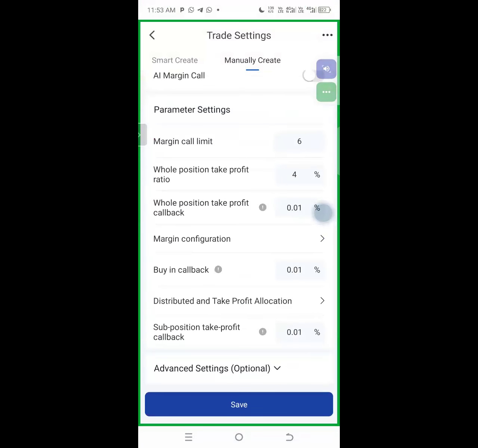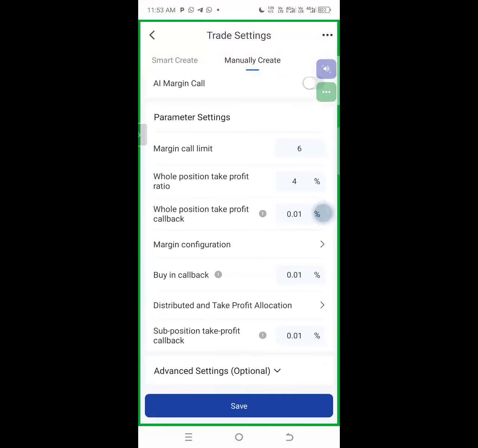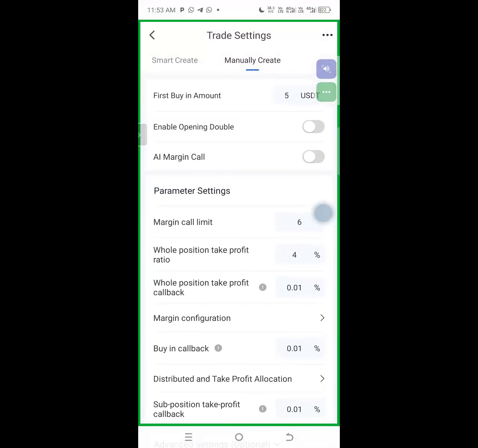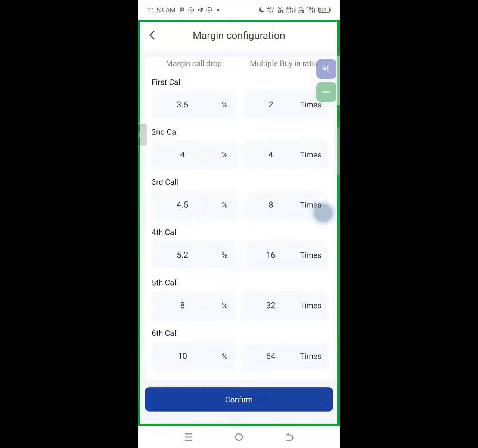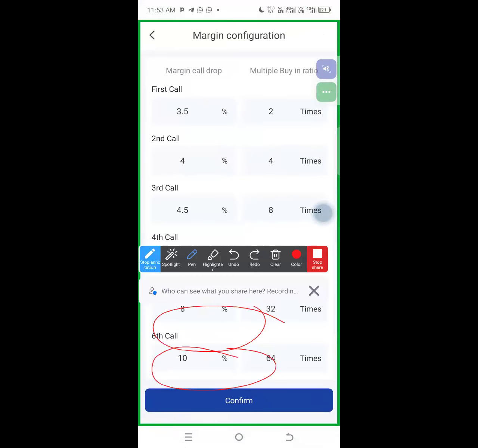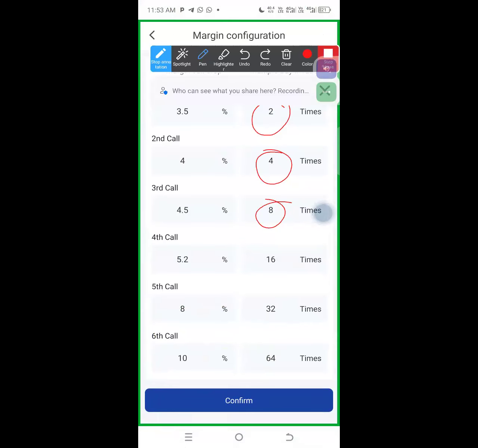Now, having this in mind, you've done all your necessary setup. First, click on margin configuration. That is where we are talking about now. Later we get back to all those things there. Now, look at this. We have 2, 4, 8, 16, 32, 64. What does it mean? What is RoyalQ doing? Mind you, this is the default setup.